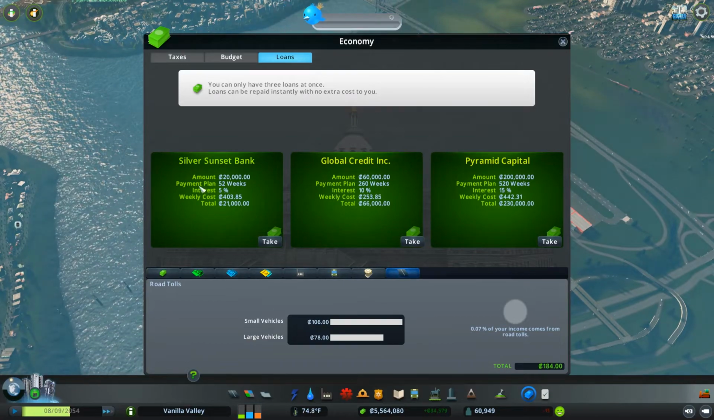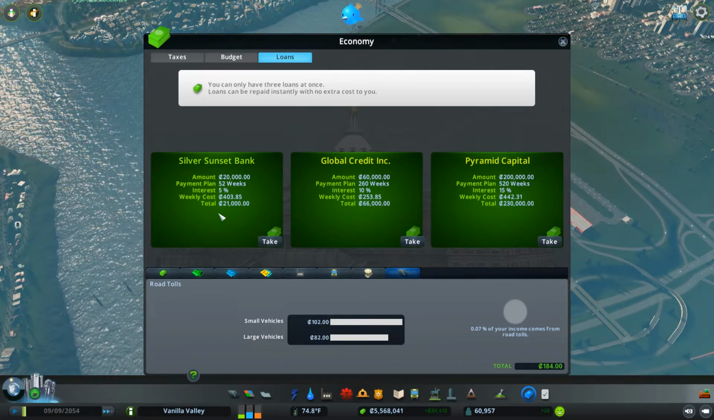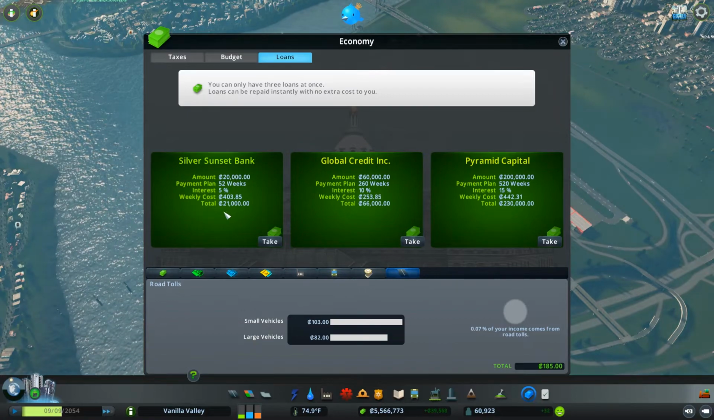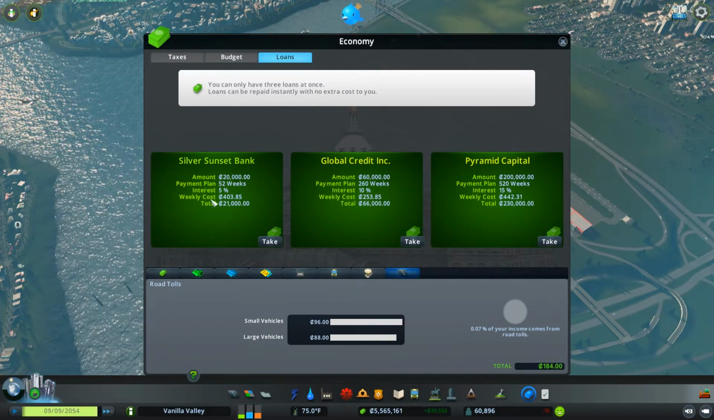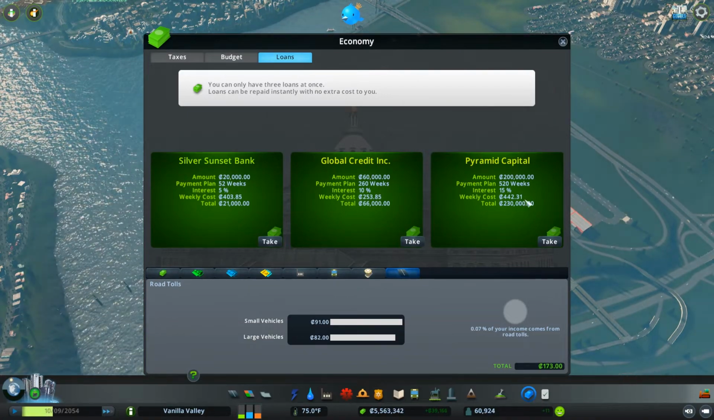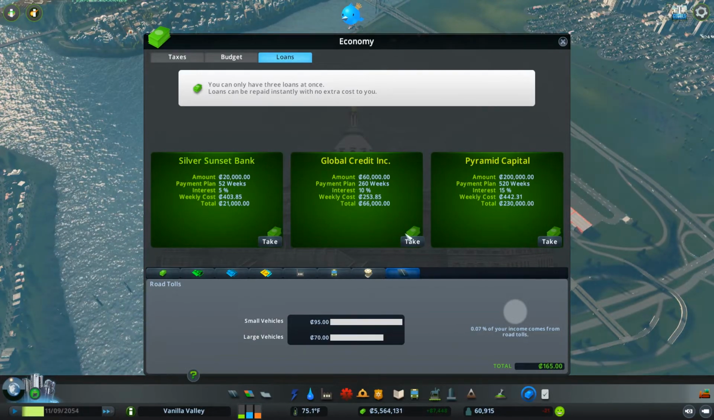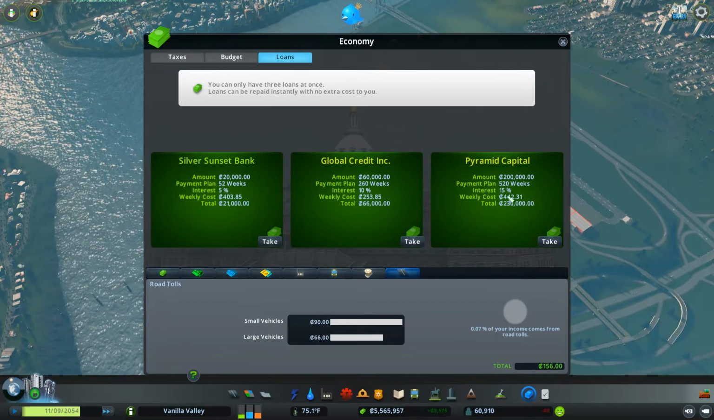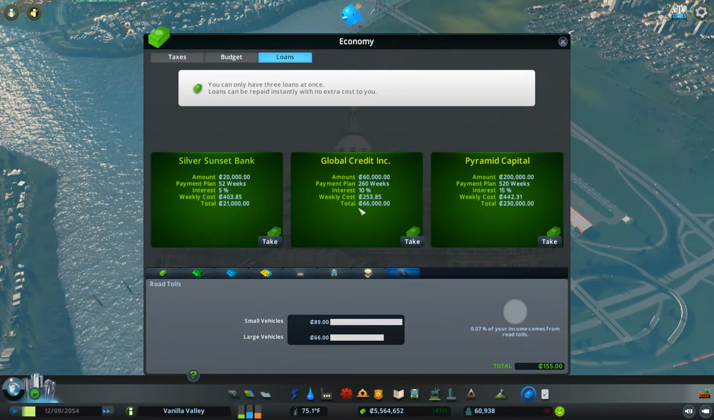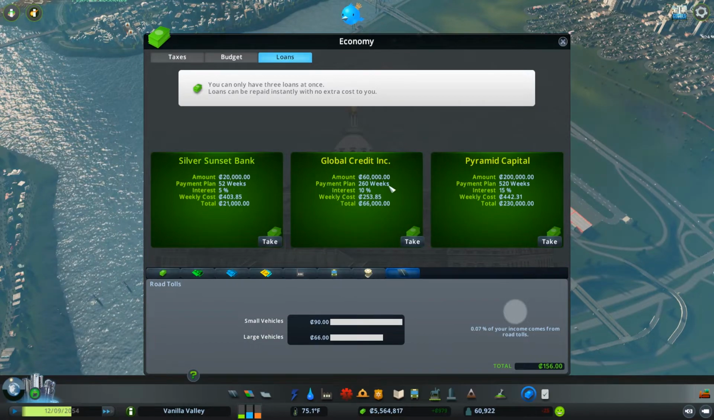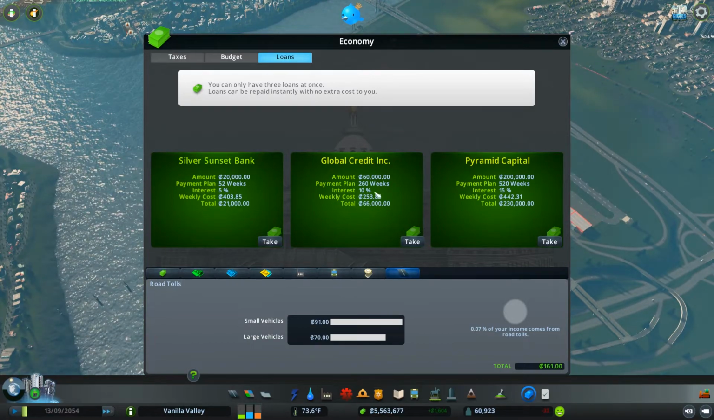Very simply, these are just loans that you can take. You get access to them at different milestones in the game. You can take the first loan's 20, second one is 60, and the last one is 200. And when you take it, it will show you your payment plan and the interest percentage and your weekly cost, and then how much you're actually spending on it total, which is nice. You can see that right here. If I take out the $60,000 loan, I'll end up paying $66,000 back.